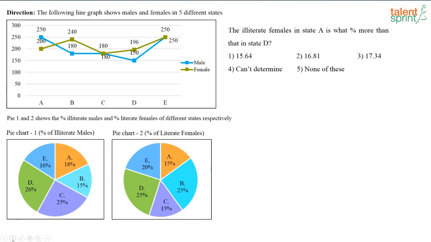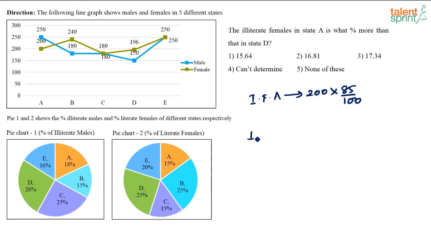Next one. The illiterate females in state A is what percentage more than in state D? So how many illiterate females are there in state A? In state A there are 200 females, out of which how many are illiterate? 15% is literate. So 85% of them are illiterate, correct?